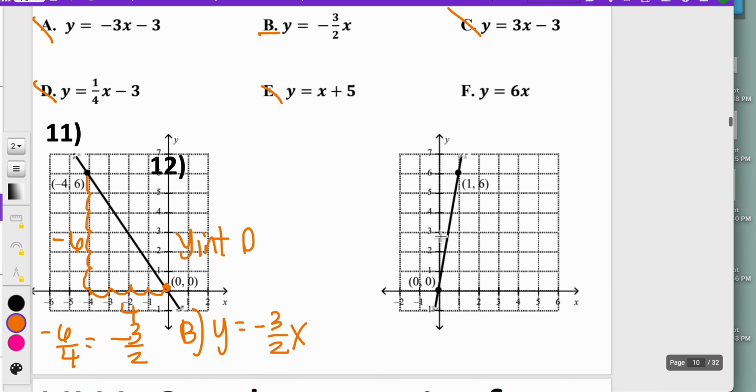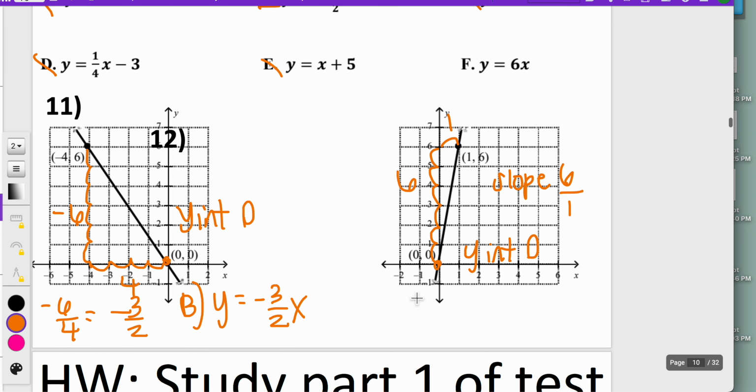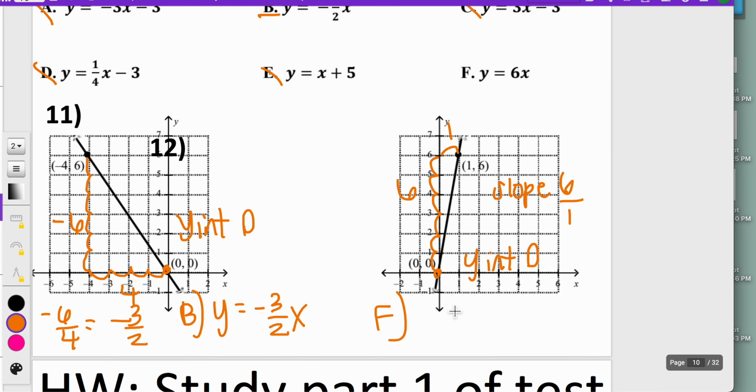And then for my final part in part 1, this one has a y-intercept of 0 again, but my rise is 1, 2, 3, 4, 5, 6, and my run is 1. So my slope is 6 over 1, and that'll leave me with letter F, y is equal to 6x.